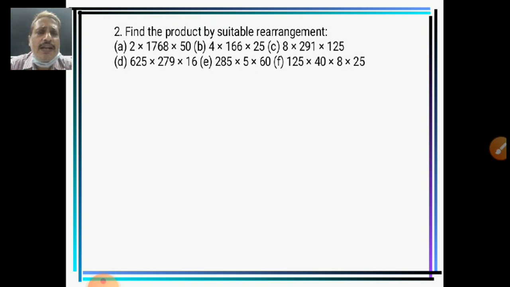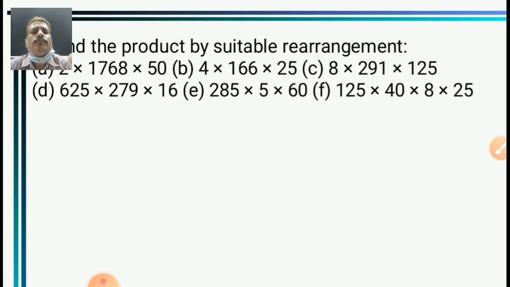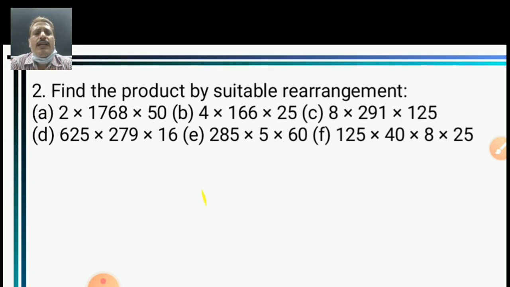Here is our question number 2. Question number 2 is here. Same way. Find the product by suitable rearrangement. Rearrangement. Arrangement is already given, but rearrangement. फिर से उसको आगे पीछे करना है students. How? Let's check.